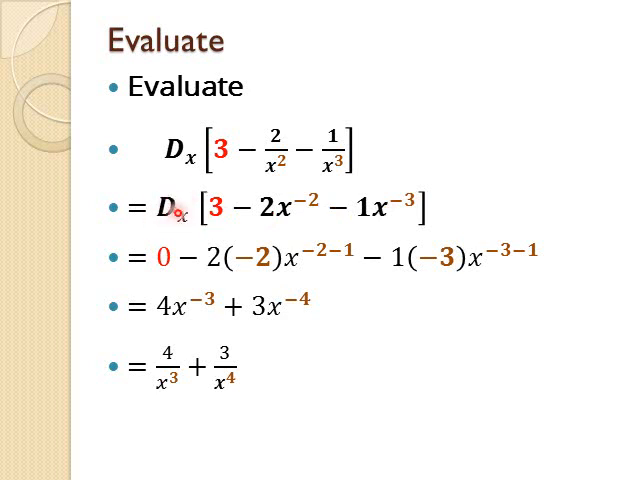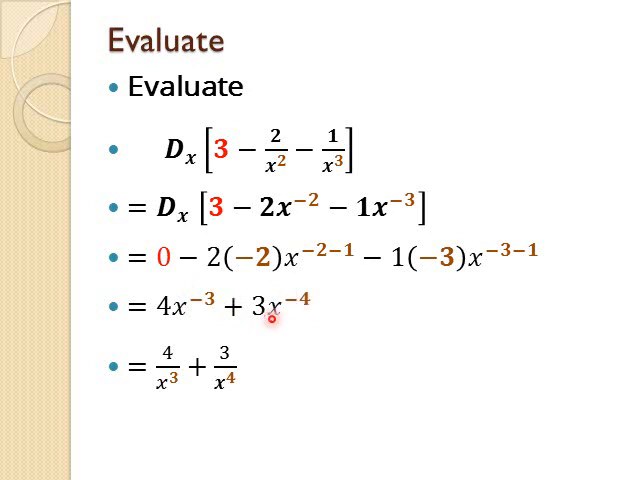Right, differentiate x. So differentiating a constant 3 would become 0. Minus 2 times negative 2, minus 2 minus 1. Negative 3 times negative 1, minus 3 minus 1. So that's 0 falls away. Negative times negative, positive 2 times 2, 4. Minus 2 minus 1 would give me negative 3. Negative 3 times negative 1 gives me positive 3. Minus 3 minus 1 gives me negative 4.